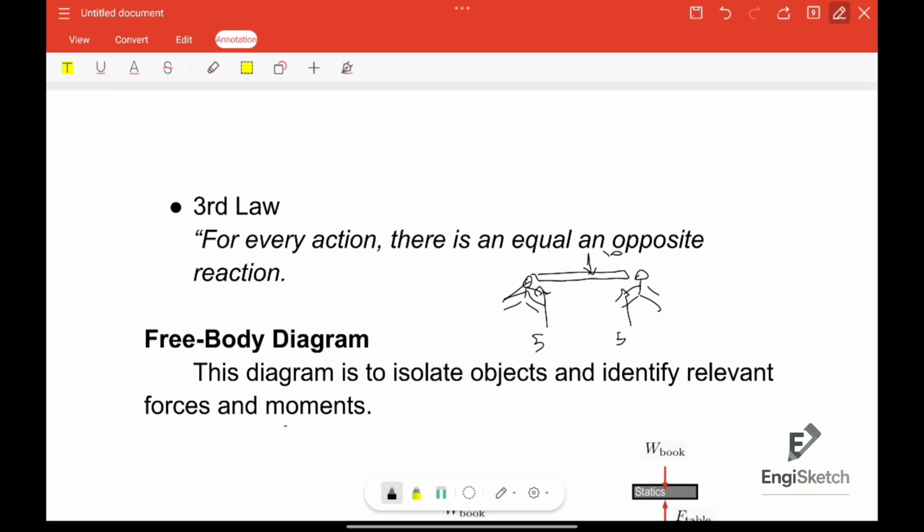So for every action there's an equal. We have this action, the table, 10 kilograms, and two people are carrying this table.